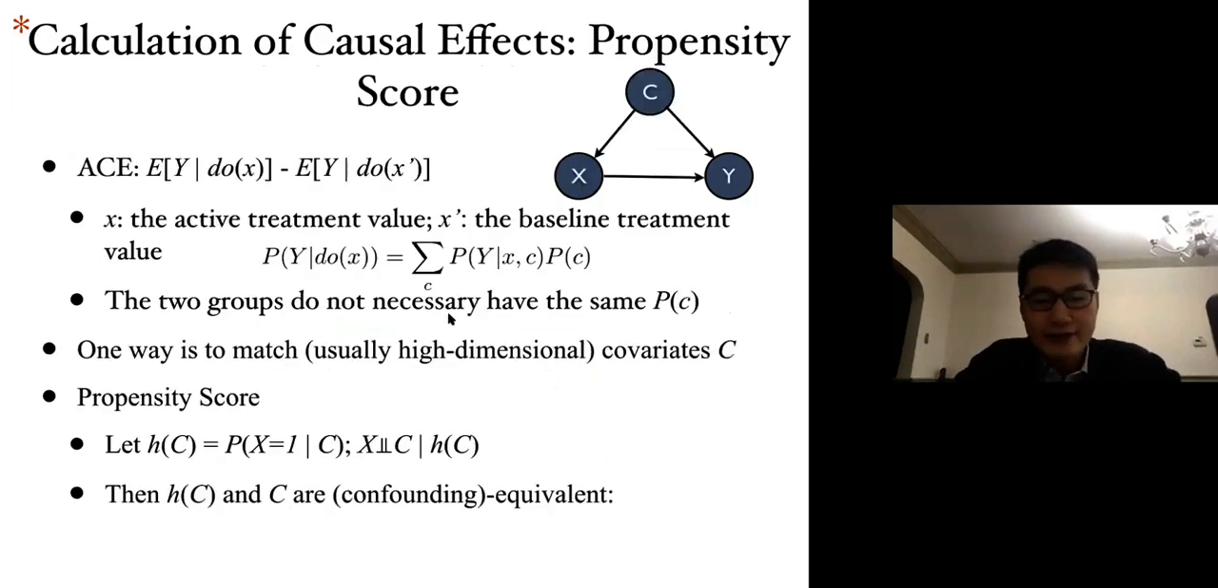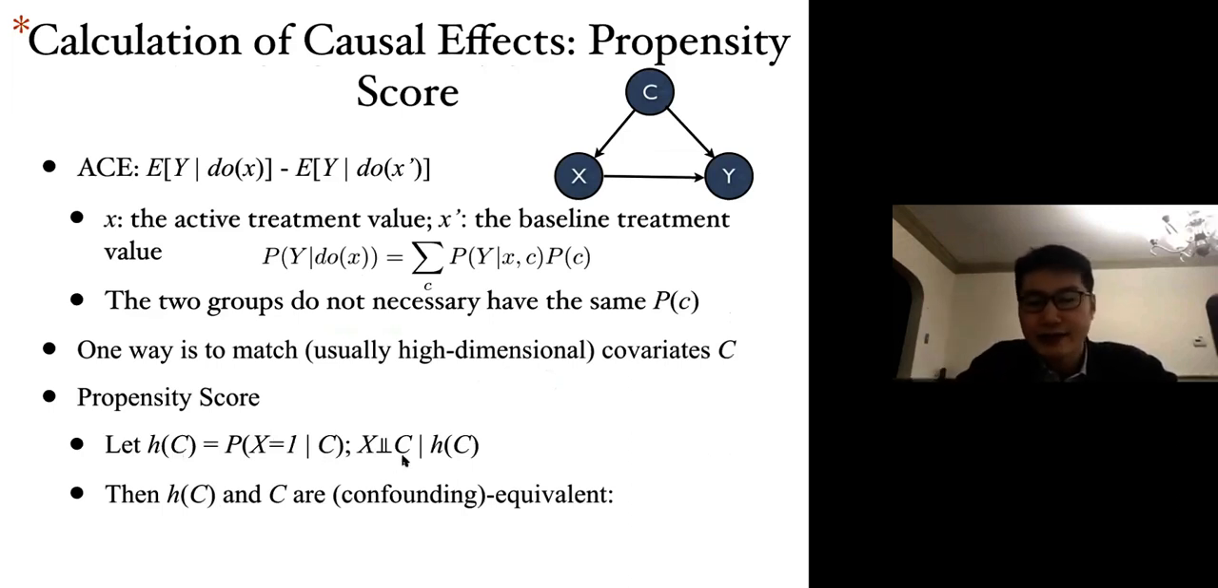Propensity score is actually a random variable. It's a function of the covariates. It's defined this way: the propensity score is a function of C. Actually, it is the probability for X to be 1 given C. Now you can see, since the value of X is given, this is just a function of C. Since C is a random variable, this H(C) is also a random variable. So the propensity score is a random variable.